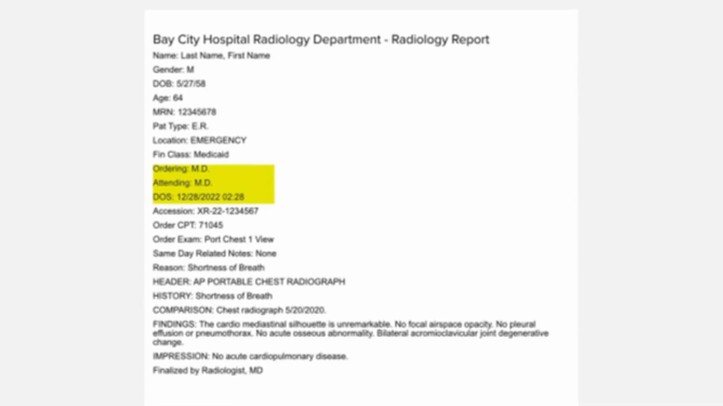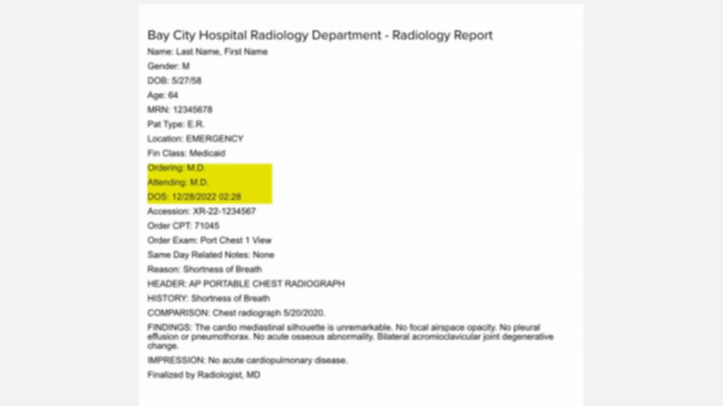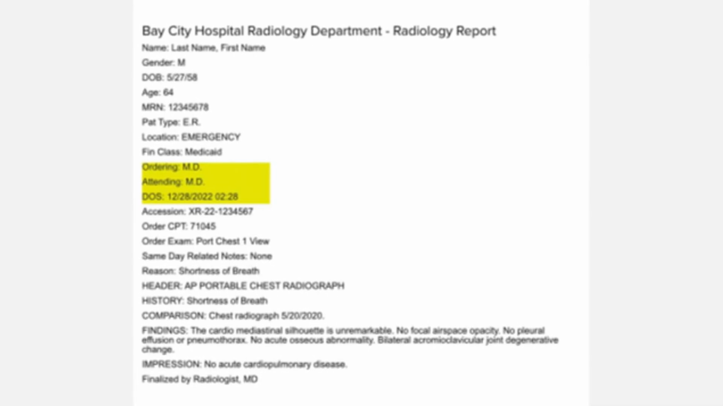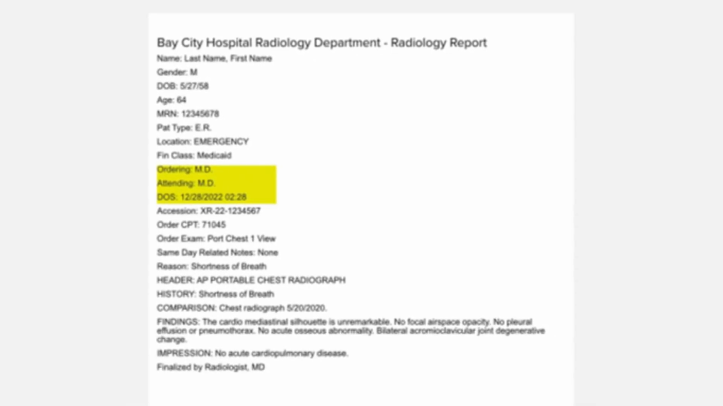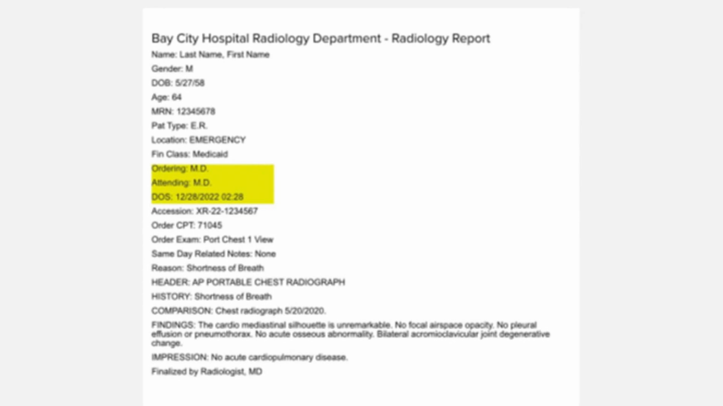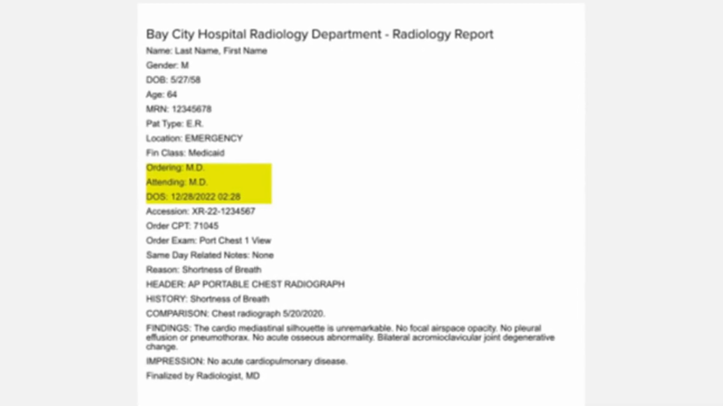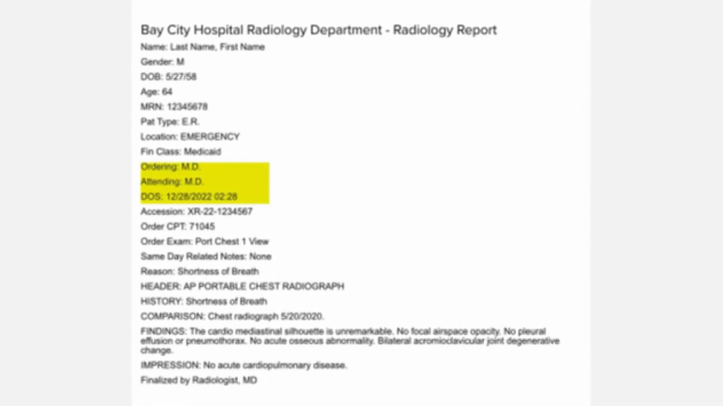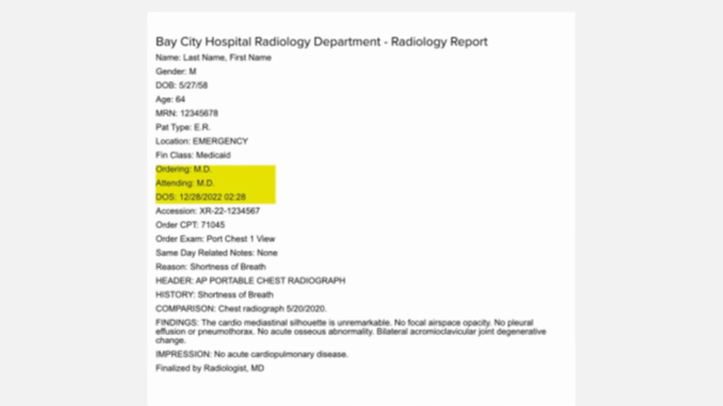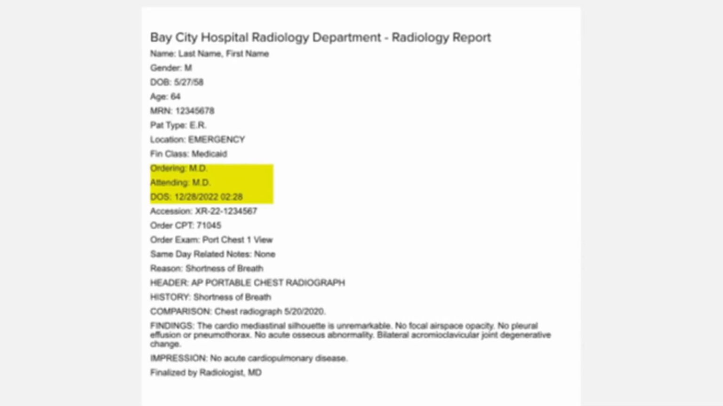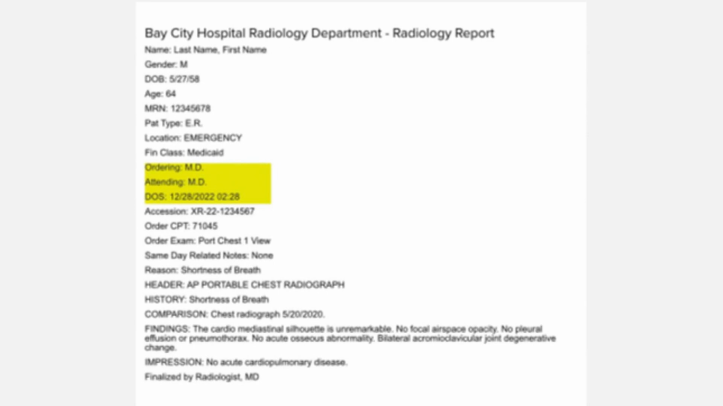MD. This is documentation of the ordering provider, the person who is ordering the radiology exam. Date of service, DOS, December 28, 2022. Time in 24-hour format, 0228, 02:28 a.m. The date of service is when the exam was performed, with the time the exam was conducted.